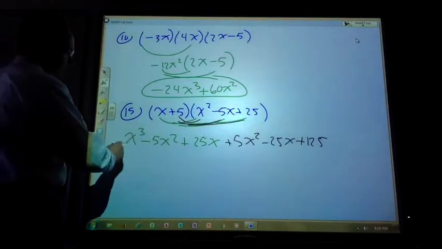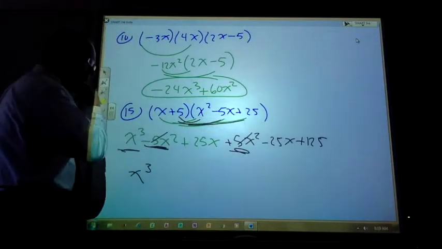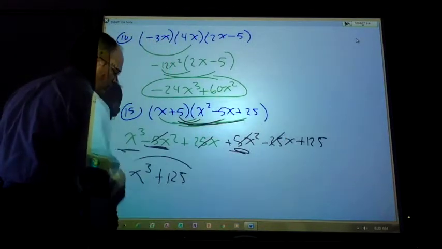And then I'm going to combine like terms. Hang on. So I get x to the third. That and that cancel out. That and that cancel each other out. So I get x to the third plus 125.